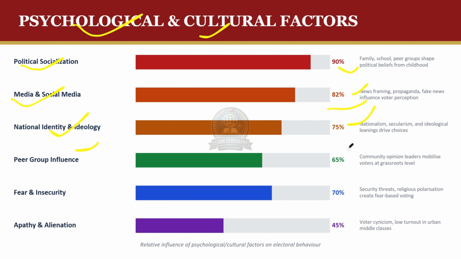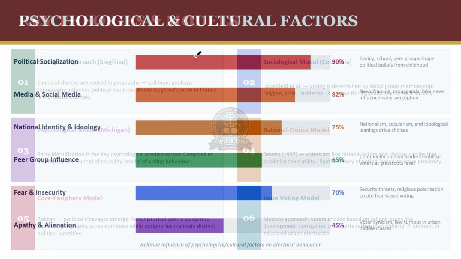Peer group influence, 65%. Community opinion leaders mobilize voters at grassroots levels. Fear and insecurity, 70%. Security threats and religious polarization create fear-based voting. Apathy and alienation, 45%. Voter cynicism and low turnout in urban middle classes. This shows the relative influence of psychological and cultural factors on electoral behavior.